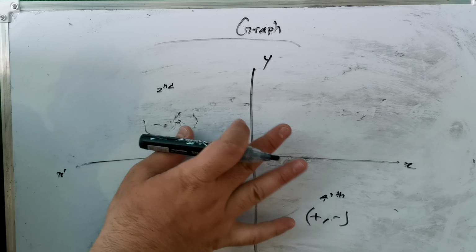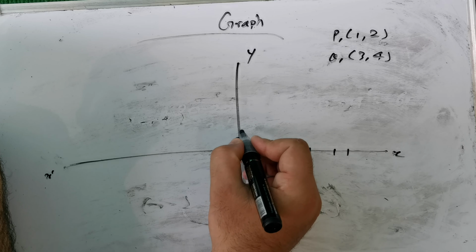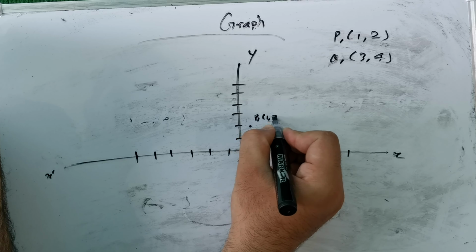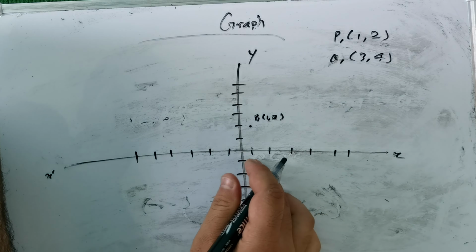P1, 2, Q3, 4. Let us suppose 1, 2, 3, 4, 5, 6, and minus 1, minus 2, minus 3, minus 4, minus 5, minus 6. Am I right? P1, 2 means 1, 2. This is the point of P1, 2, and Q3, 4.